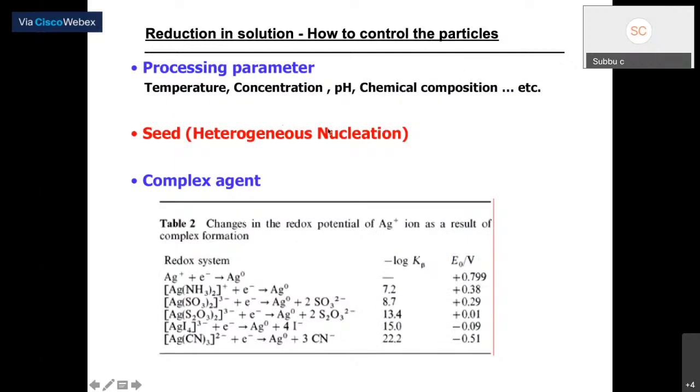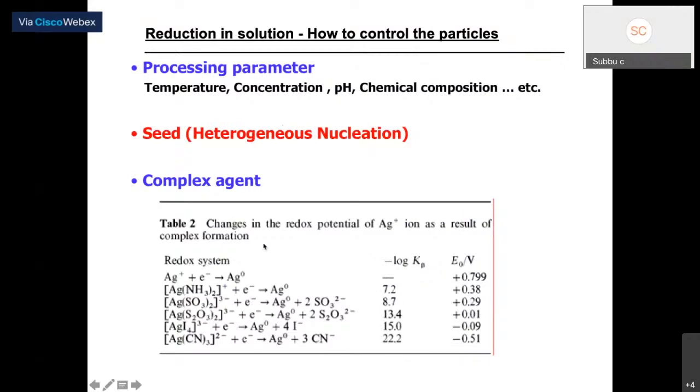This is known, especially the way temperature, concentration, pH and composition play, these things are basically going to control. But for all these things, you need to have some kind of a seed to start with. So then you need to add some kind of complexing agent.